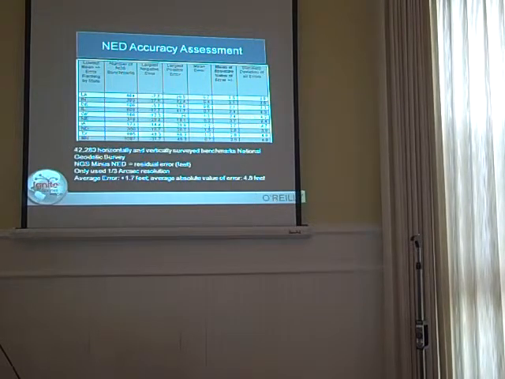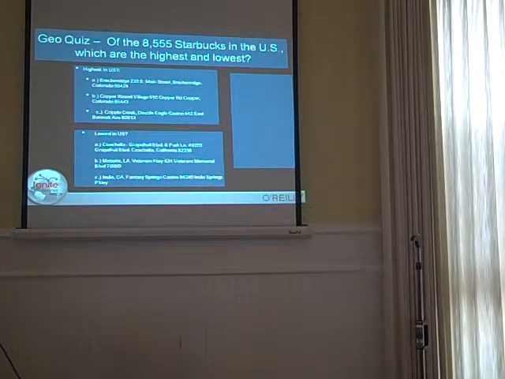So we wanted to determine how accurate this is. I got 42,000 vertical benchmarks from the National Geodetic Survey and ran them through this application and then did a state-by-state analysis on how accurate the points are.